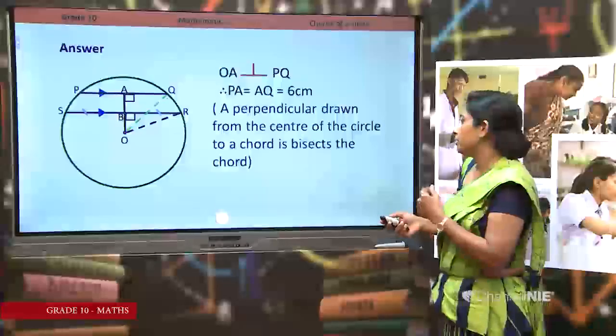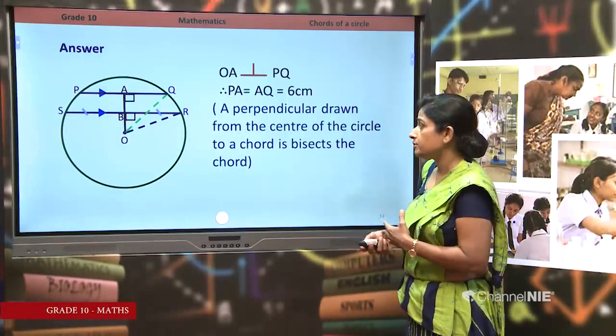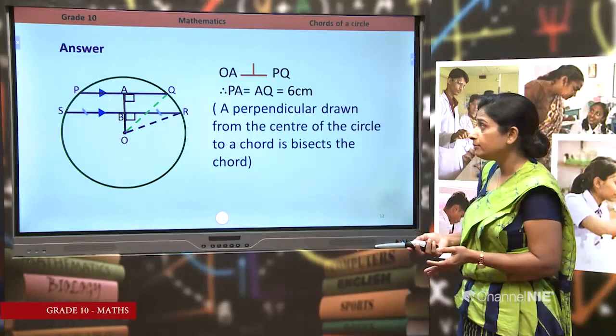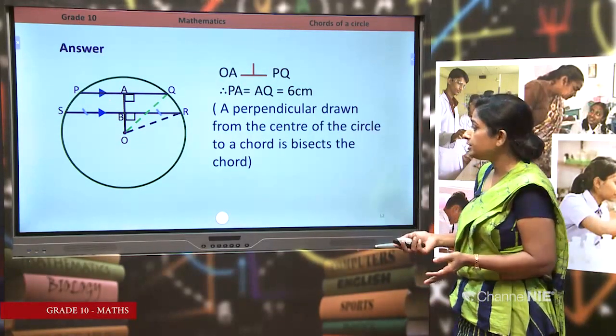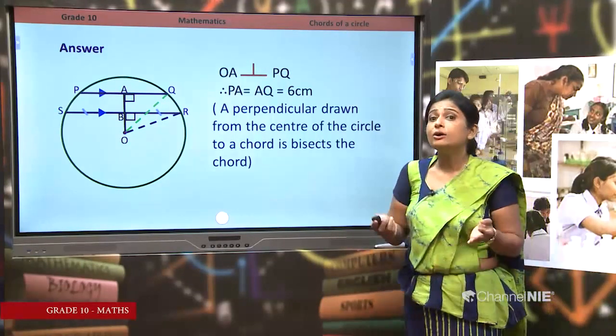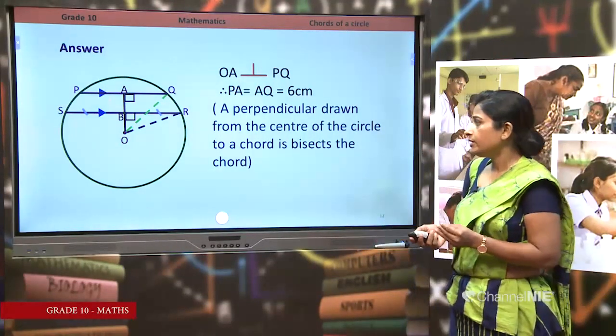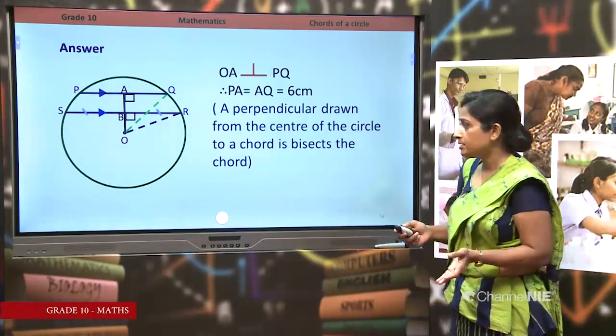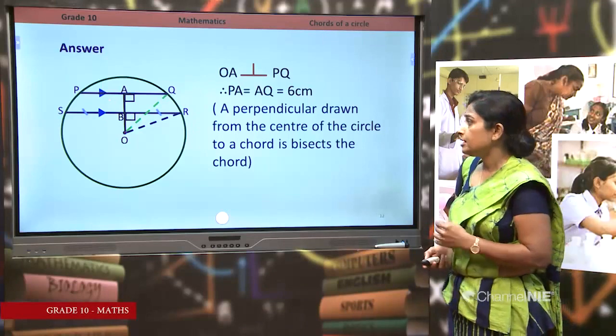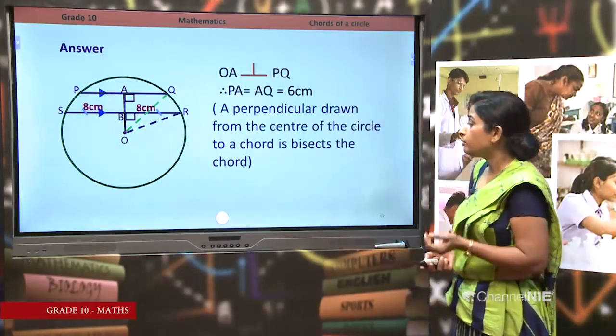So, here we have applied the converse of the theorem. What's the converse of the theorem? A perpendicular drawn from the center of the circle to a chord bisects the chord. So, by using that we have got the lengths of PA, AQ, SB and BR. Let's see how we continue with the other part of this.